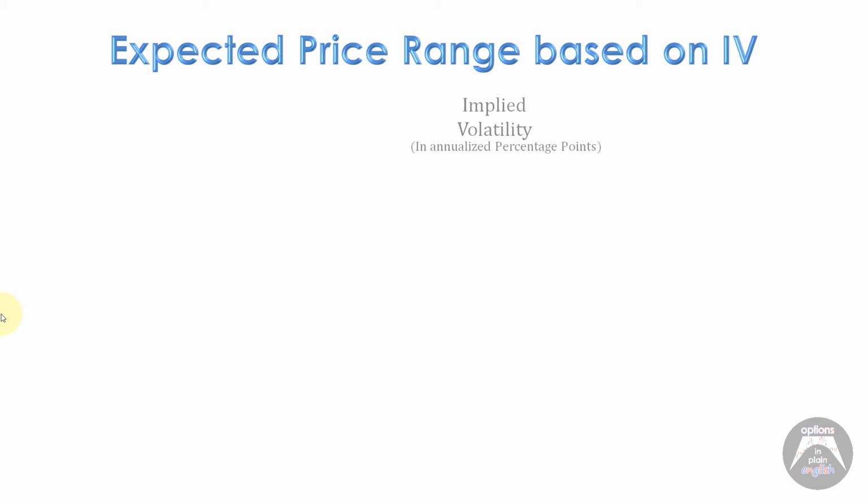Okay, so we talked about implied volatility in annualized percentage points, and we know that it represents the plus minus one standard deviation price move in 1 year. But what would happen if we had a stock that has an implied volatility of 200%? In this case, of course, the stock could go to $300. For example, if the stock was trading at $100 and had an implied volatility of 200%, it means that after 1 year, the stock could go to 300.